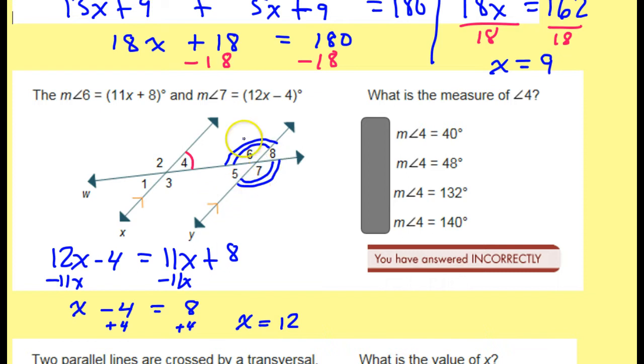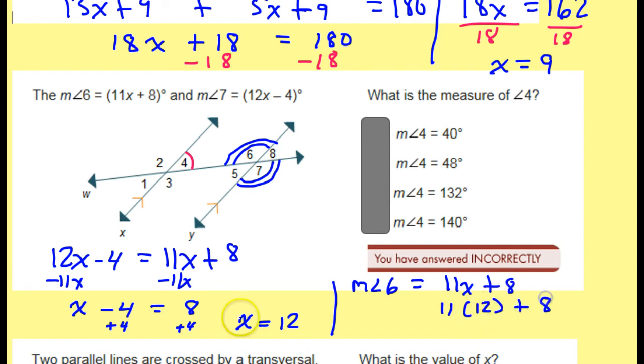So if I want to find the measure of these obtuse angles, I need to substitute this back in. These are equal, so it doesn't matter which one I use. So I'm going to use angle 6. So look, the measure of angle 6 is equal to 11x plus 8. X is 12, so that's 11 times 12 plus 8.